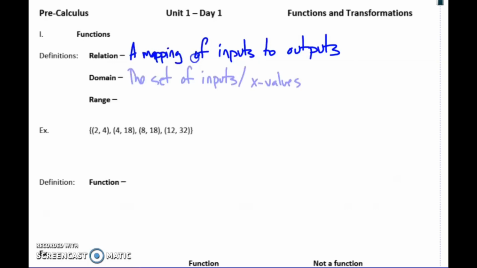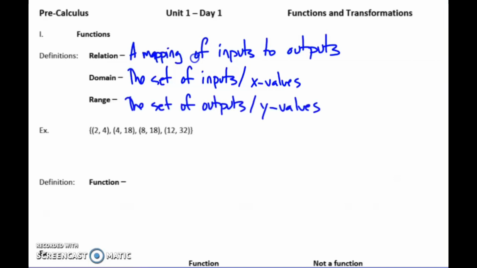A relation. A relation is simply a mapping of inputs to outputs. Could be car model to color, could be student name to height. The domain is the set of all inputs. We're probably more familiar with the coordinate plane, so we're going to talk about the x values. That's known as the domain of a relation. And the range, as you can probably guess, is going to be the set of outputs, or if you're talking on the coordinate plane again, it's going to be the y values.